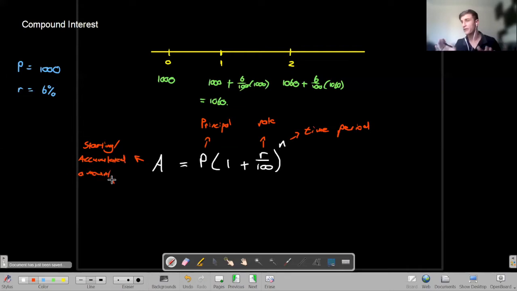It's very simple to use this formula. We know that if we want to find the total amount at the end of the entire time period, we just take the starting amount, which is P, take the rate, substitute in there, and then I raise it to the power of the time period. So I just substitute the time period into this.